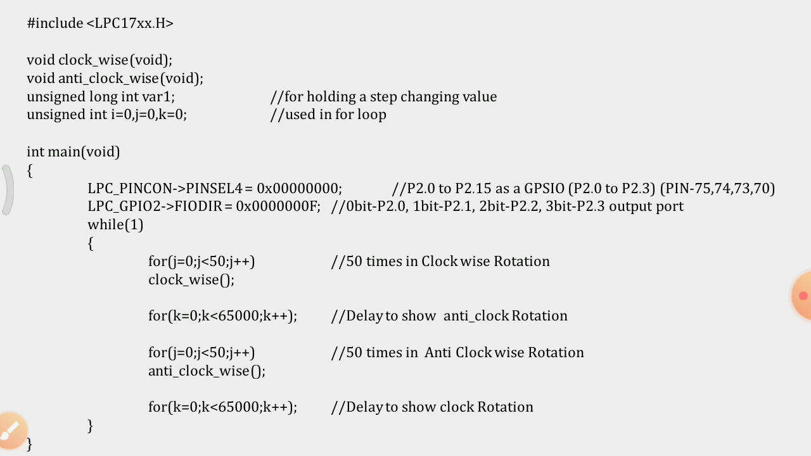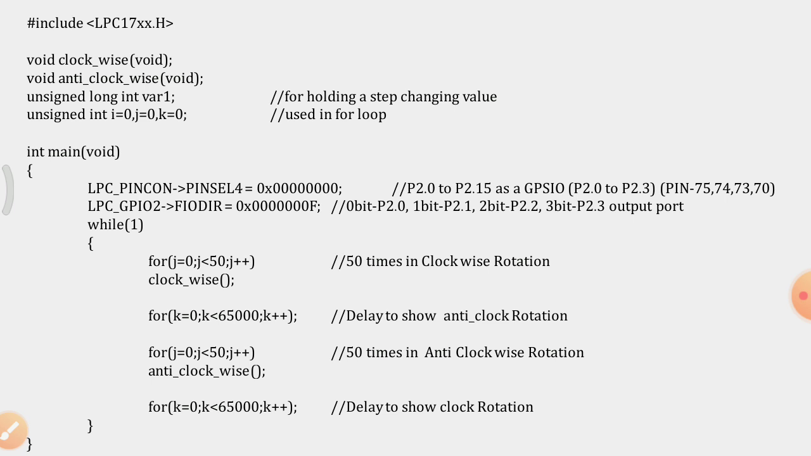Now I am creating a forever while loop, where I'm calling the clockwise and anti-clockwise functions. In the while loop, for j equal to 0, the condition is j less than 50, j plus plus. So 50 times I am calling the clockwise function.